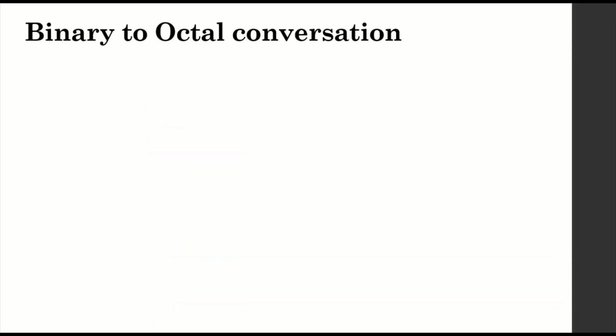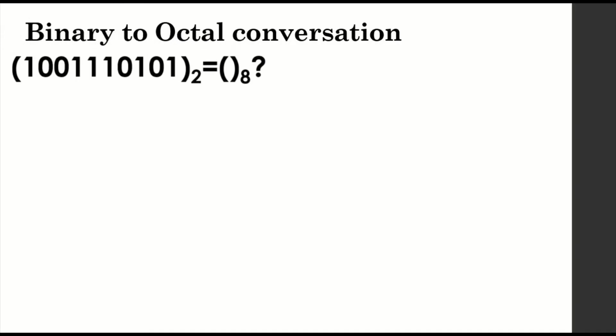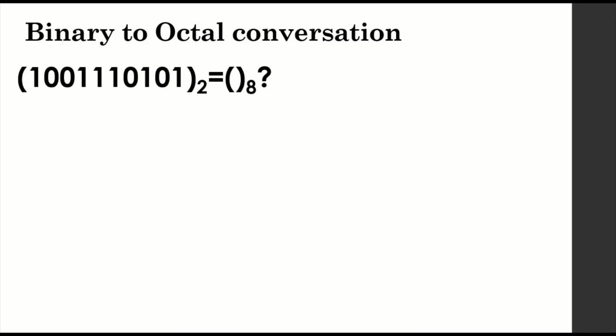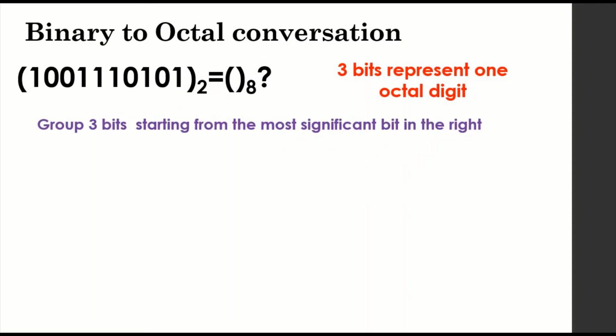So we are now going to convert from binary to octal immediately without passing through other number systems. So we are going to convert this binary number to octal. The hint is that 3 bits represent 1 octal digit. So what we have to do is to group 3 bits starting from the right.